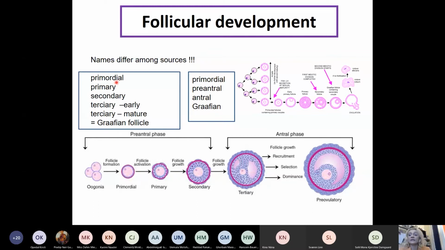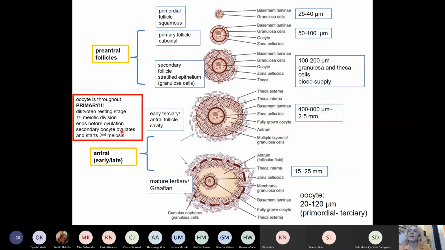But I think the best to remember is this, that we have primary, secondary, tertiary. It's also easy to remember. But both are very, very useful. So here are the details. So again, showing you both types. So we have the pre-antral phases before the antrum, before this fluid appears, and the antral phases with early and late antral phases. The primordial follicle here has simple squamous epithelium.